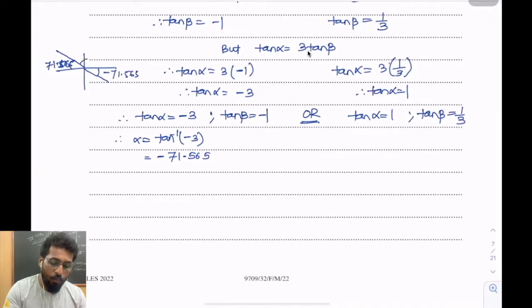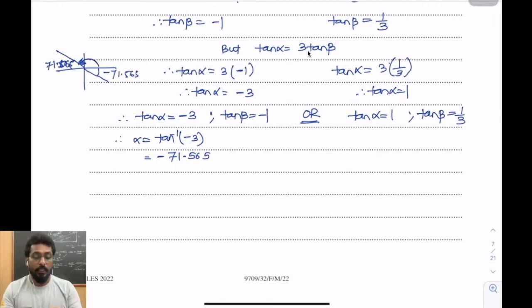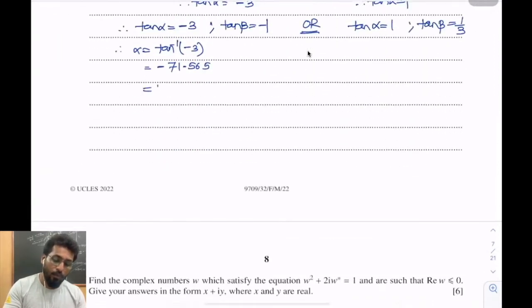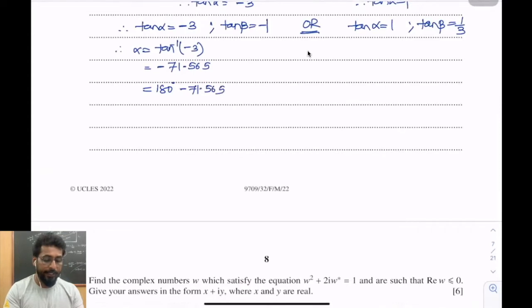It's 71.565. So I want to get this angle, isn't it? So it's going to be 180 minus 71.565. So you just write this as 180 minus 71.565. So I just add plus 180 to it. So it's 108.435.